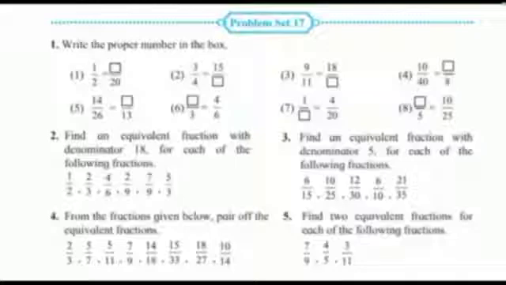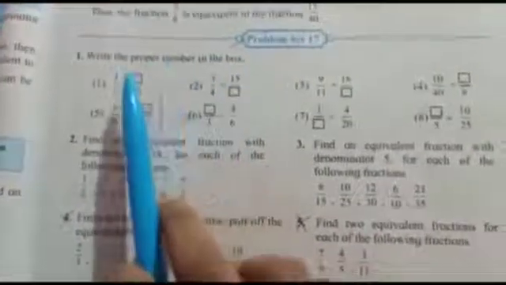In the first question, write the proper number in the box, and in that total 8 sums are there. Now I'll solve each and every sum and I'll explain you all. So I want that you should pay attention while I'm explaining this problem set 17. Okay, pay attention now. Now students, we are going to solve this problem set 17. First question is write the proper number in the box.